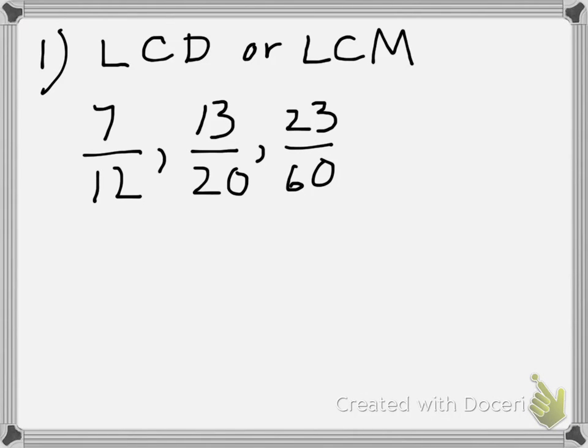For this first problem, we're trying to find the least common denominator or least common multiple so that we can have all the denominators the same. That way we only have to look at the numerators to be able to compare these. So to find the least common multiple, there are a couple things that we can do.